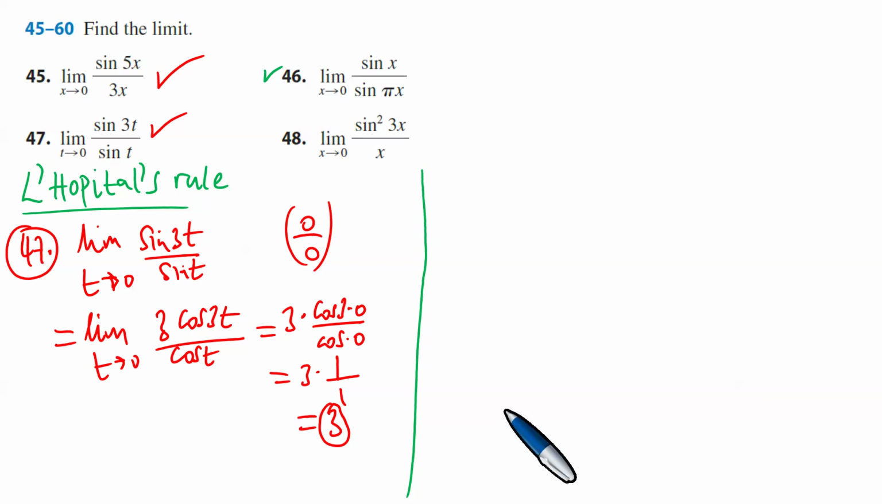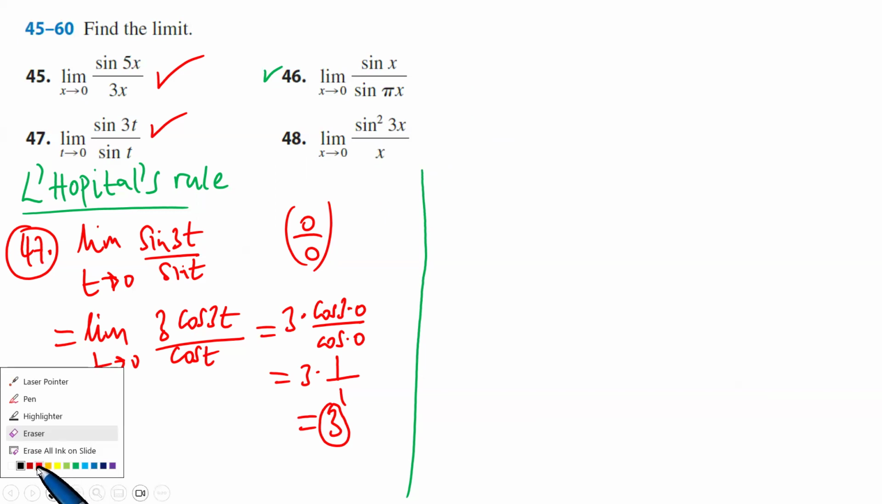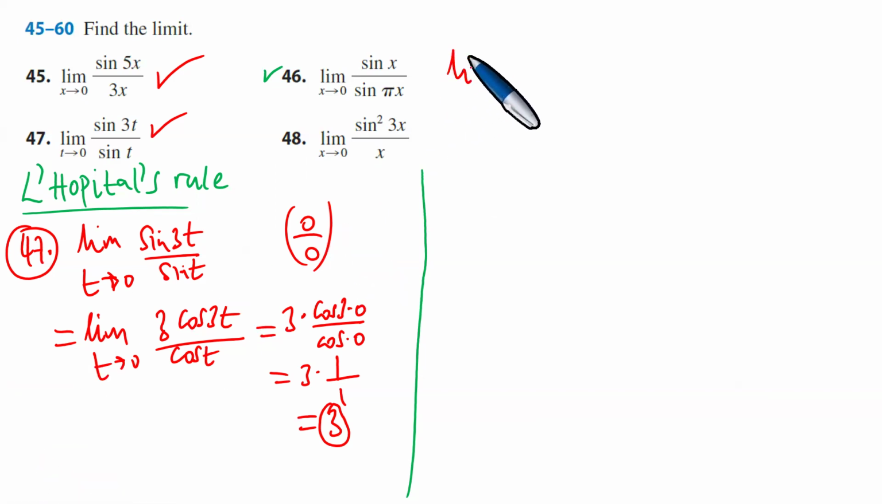Right, I got 0. Okay, that's fine. Let's see what we're going to get together. So this one here can be done in many ways, but now we're going to use one of the methods we learned for limits.